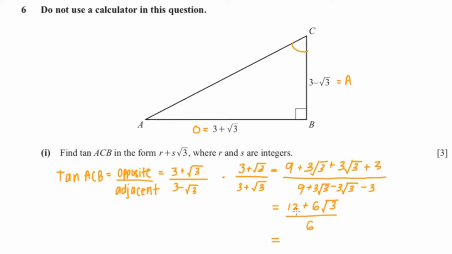And 12 divided by 6 is 2, plus 6 divided by 6 is 1. So that would just leave me with surd 3. So our r is 2 and our s is 1.